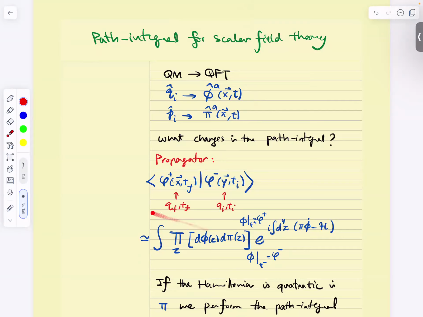So what changes in the path integral? We're still talking about the propagator, right? The propagator is going to be like this. At some time t_i, and this is some time t_f, you have a field configuration phi_minus of x at t_i, and another field configuration here. I'm going to call this phi_plus of x at t_f. The propagator is the overlap between these two.